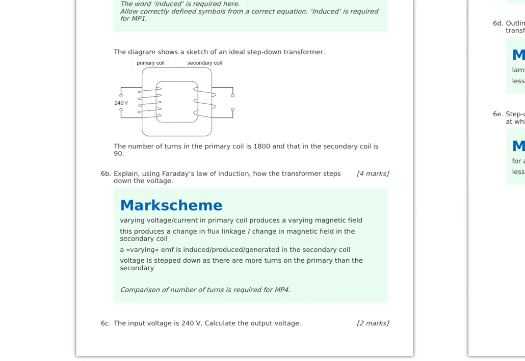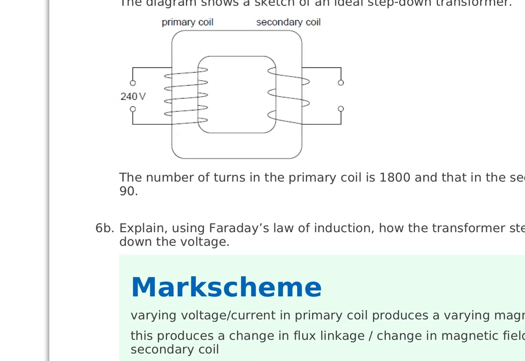6B, we have ourselves a transformer, and it says, explain how the transformer steps down the voltage. I'll say, okay, so a few things. Now, this says 240 volts over here on the primary side. That has to be alternating current.